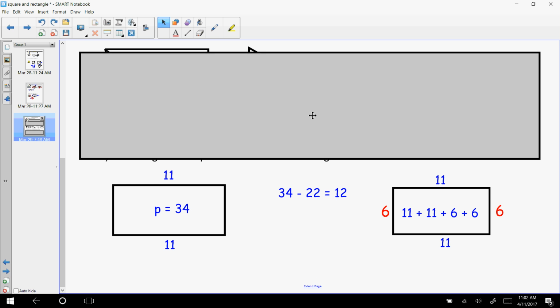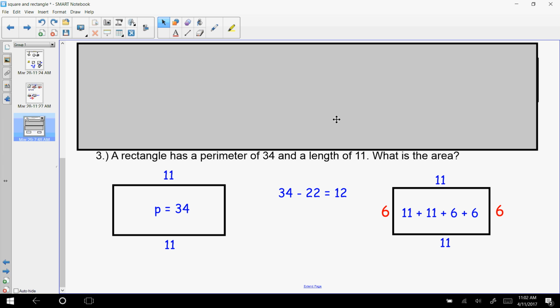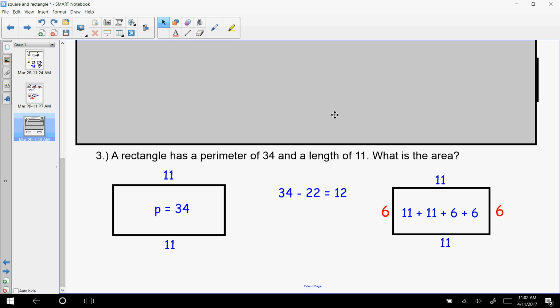And here's the answer. Remember, we're going for half. Actually, no, it has a length of 11. So then we need 12. So that's 6 and 6. So if it has a length of 11, I subtracted 22 because I had two 11s. That gave me a remainder of 6. So I cut that 6 in half, divided it by 2, and I have 6 and 6. And 11 plus 11 plus 6 plus 6 is 34. Area is 6 times 11.